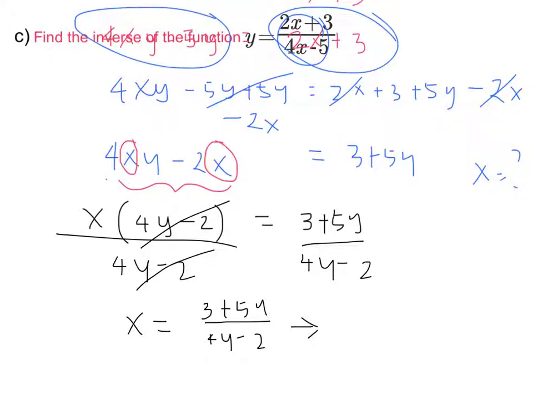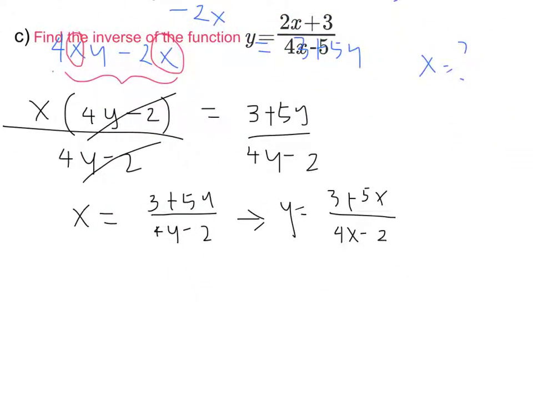Finally, what is the inverse? y. So y is equal to 3 plus 5x over 4x minus 2. And then we just write the final form. So f inverse is equal to 3 plus 5x over 4x minus 2. So this is the inverse.